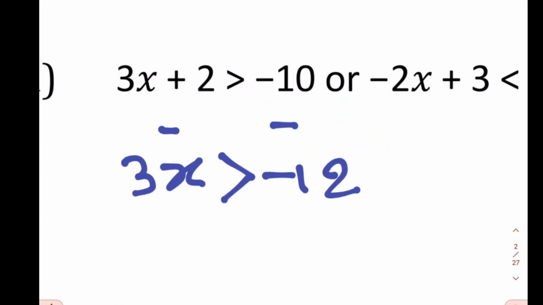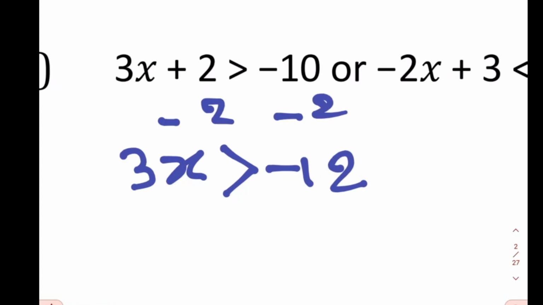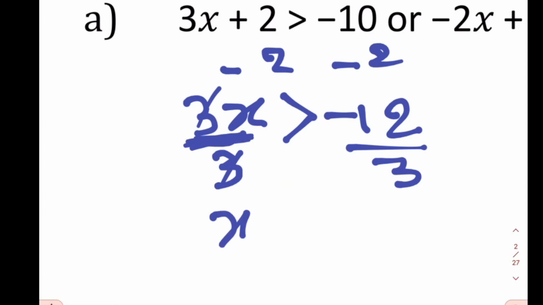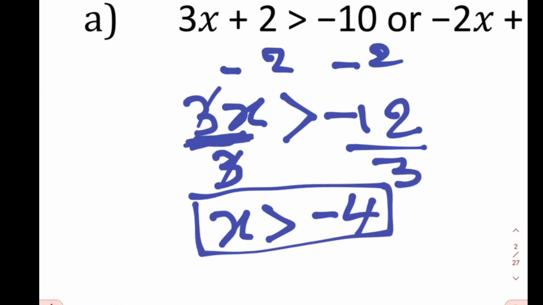The next step is to eliminate that 3, the coefficient. Because it's multiplication, you have to do the opposite, which is division. We divide each side. 3 over 3 cancels because 3 divided by 3 is 1, and you get only x more than negative 12 over 3, which is negative 4. So this is the solution of the first inequality.